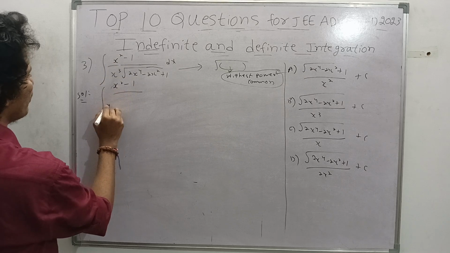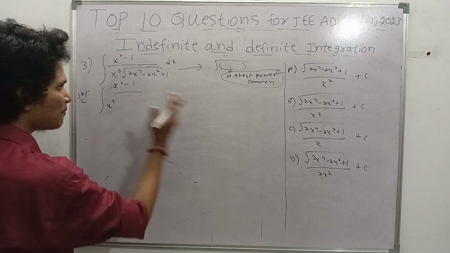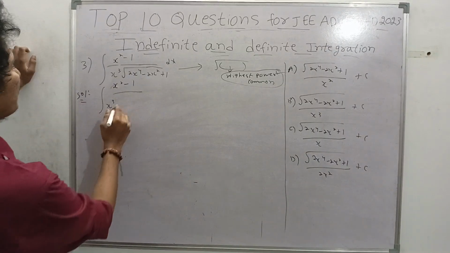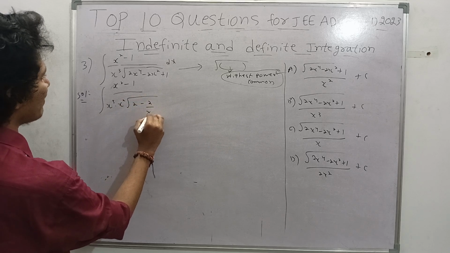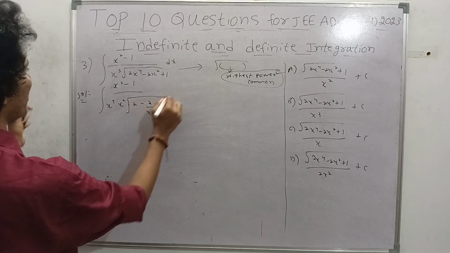X square minus 1, and down it is x cube only. Now I am taking x power 4 common. When you take x power 4 common and it is under root, it will be reduced by 2 units, and it will be x square into under root 2 minus 2 by x square plus 1 by x power 4. This thing will remain in the denominator.